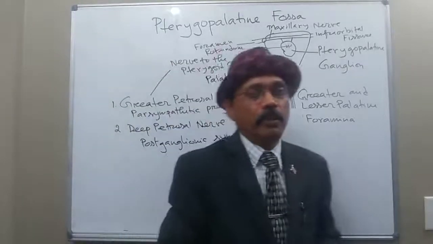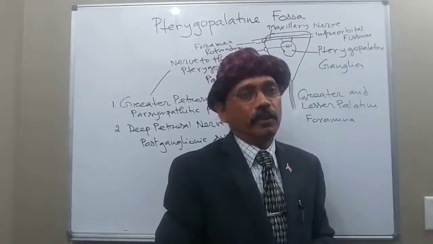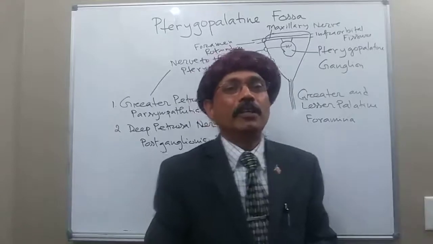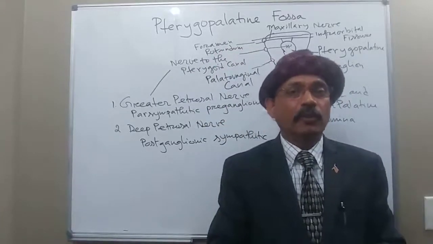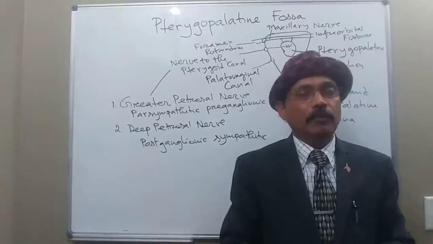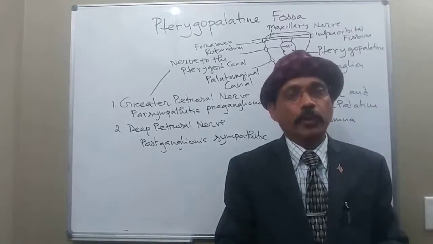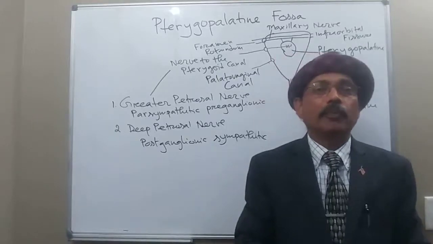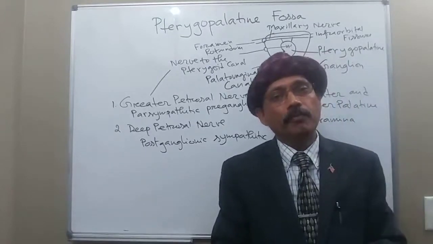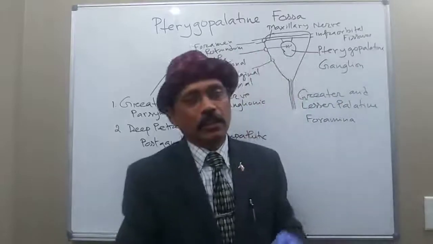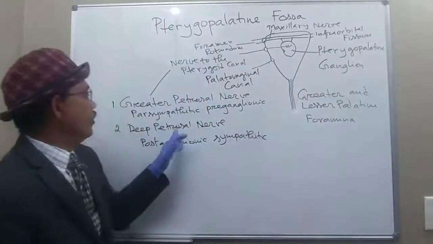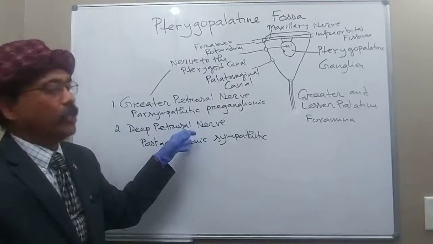Why is it postganglionic? Where is the preganglionic neuron? The preganglionic neuron is located in the intermediolateral gray horn of the T1, T2, T3 thoracic spinal cord. Then it will go out through the ventral nerve root, spinal nerve, through the white rami communicantes to the sympathetic chain of ganglia. It goes to the superior cervical sympathetic ganglion, and there the preganglionic neuron synapses and the postganglionic neuron starts from the superior cervical sympathetic ganglion.